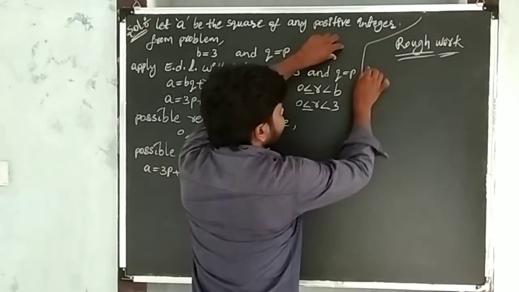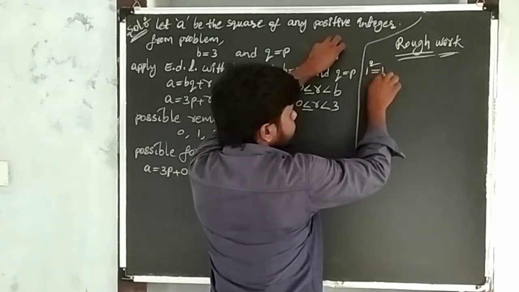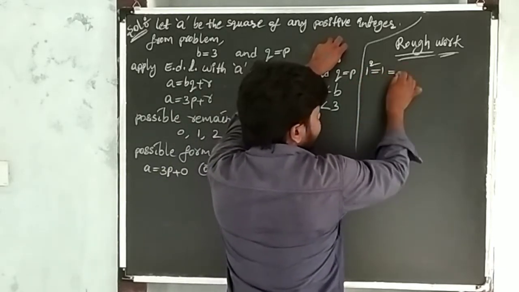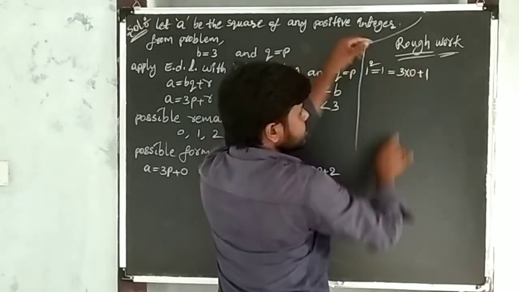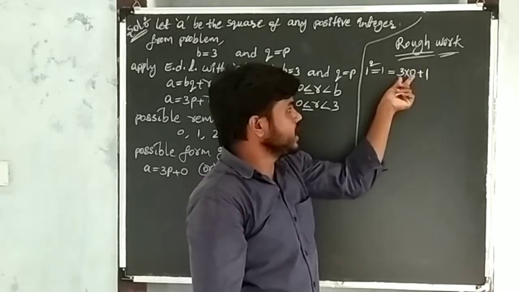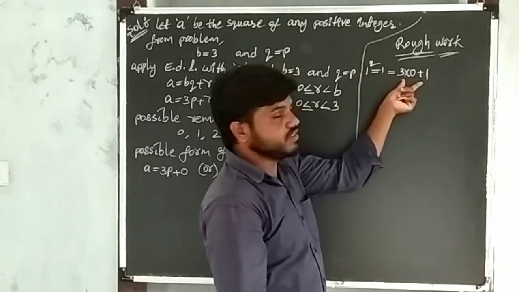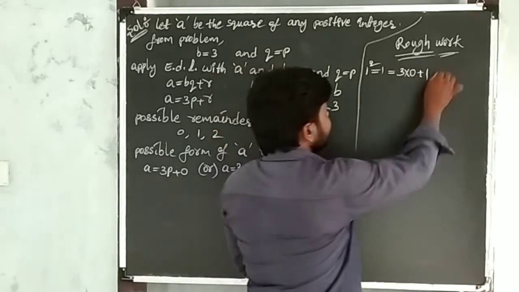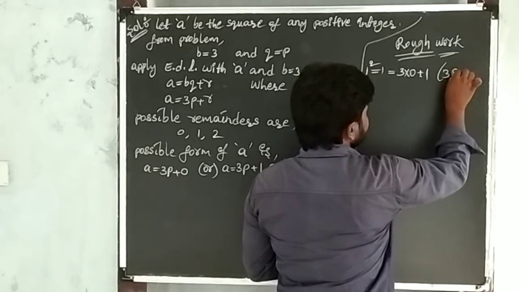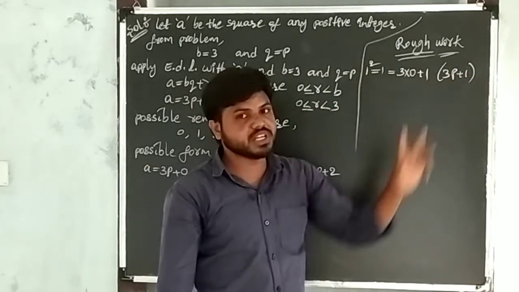First, I am taking 1 square. 1 square value is 1. We can write this 1 as 3 into 0 plus 1. 3 into 0 is 0, 0 plus 1 is 1. Now we got it in the form 3p plus 1. So we got 1 square in the form 3p plus 1.